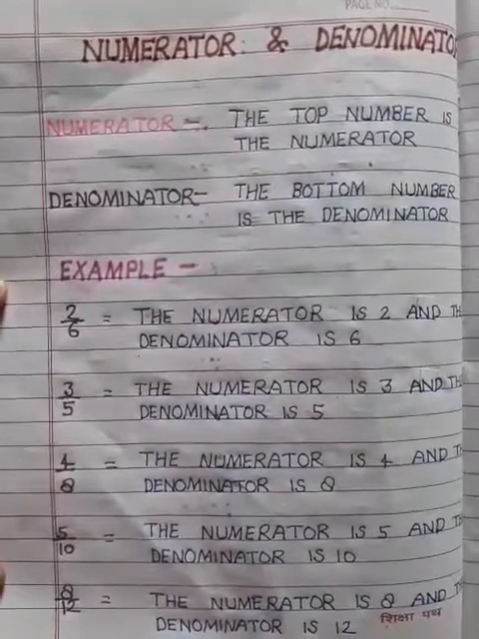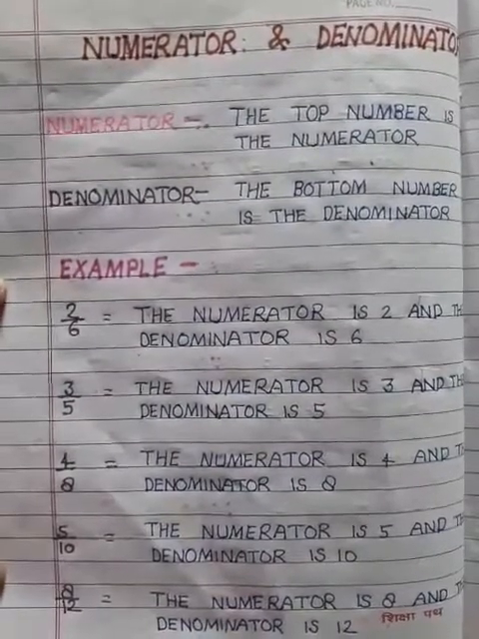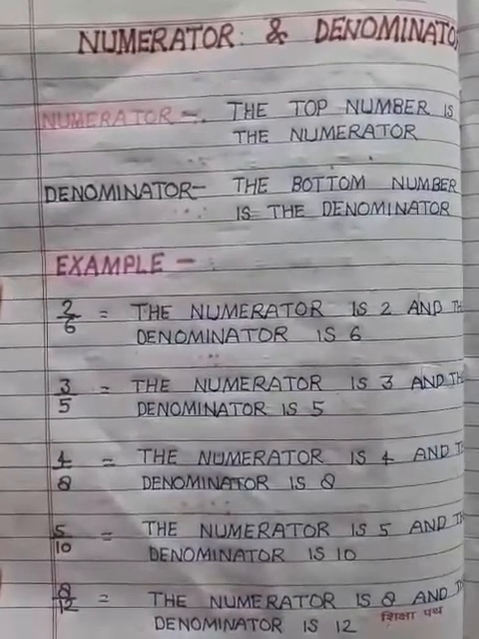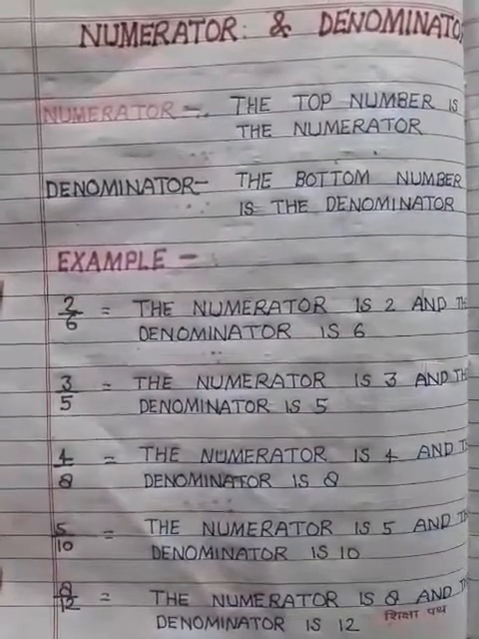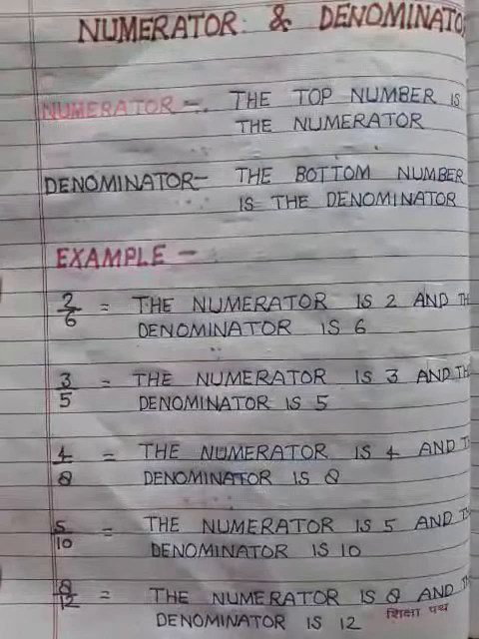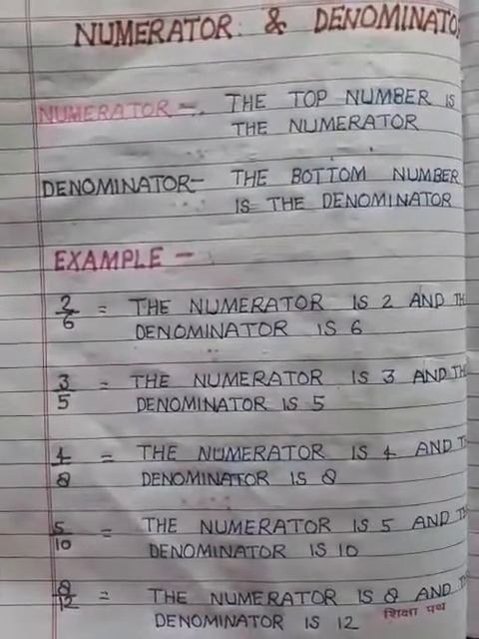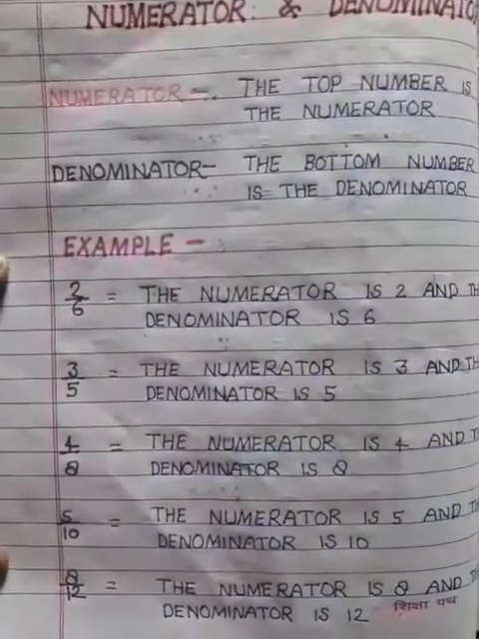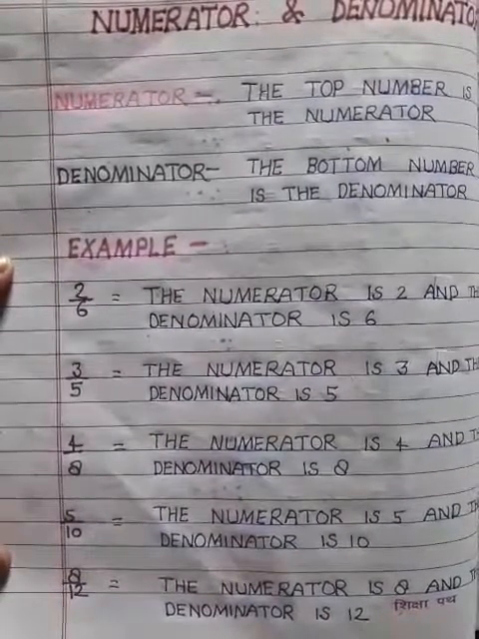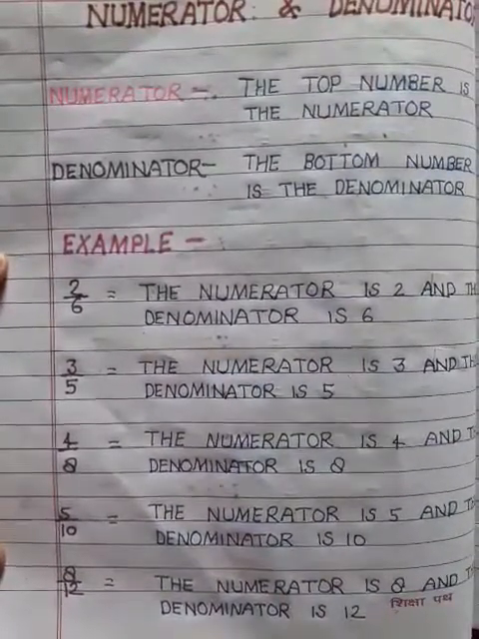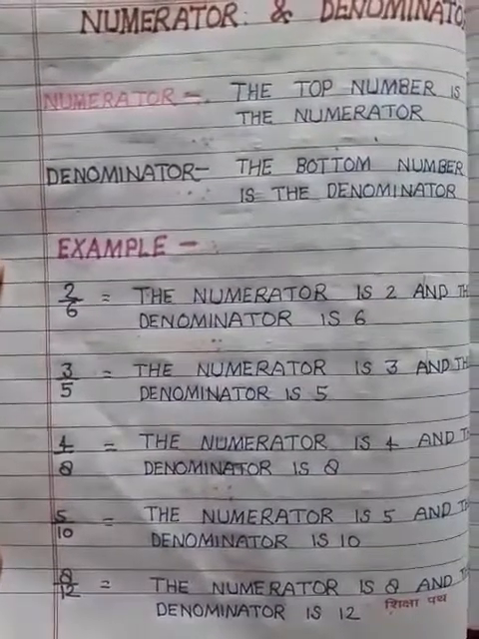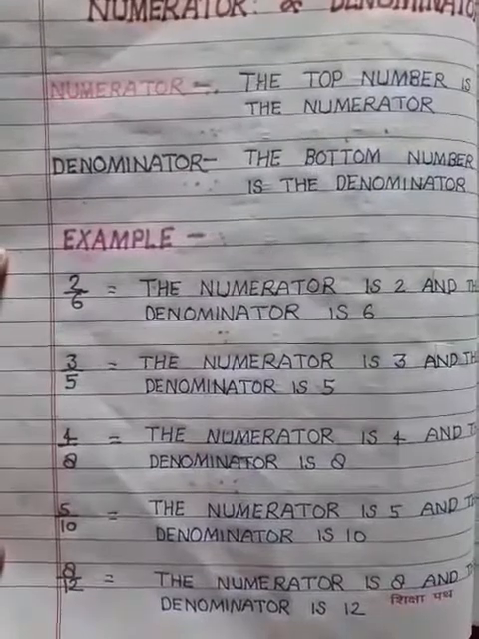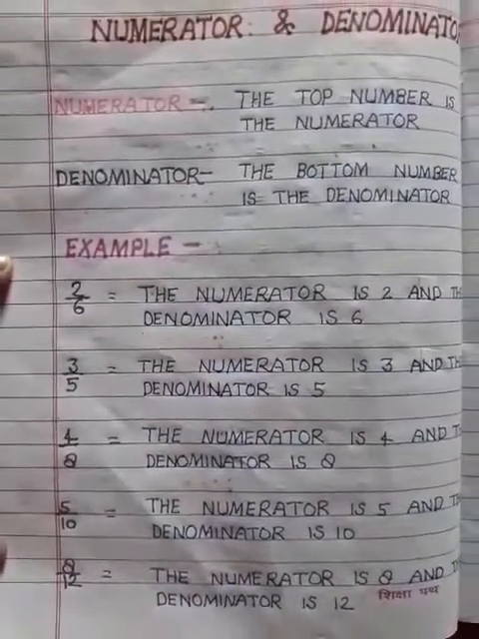According to this, 4 upon 8, the numerator is 4 and the denominator is 8. 5 upon 10, the numerator is 5 and the denominator is 10. 8 upon 12, the numerator is 8 and the denominator is 12.